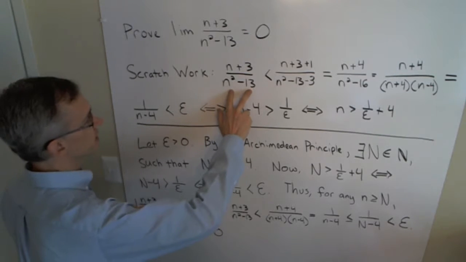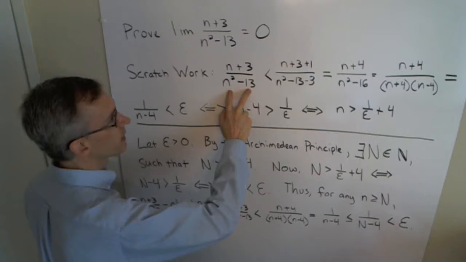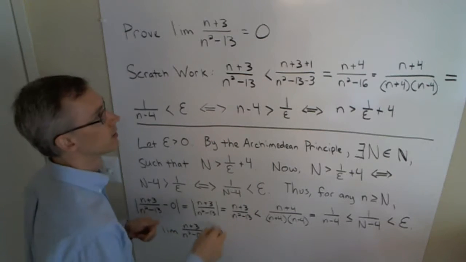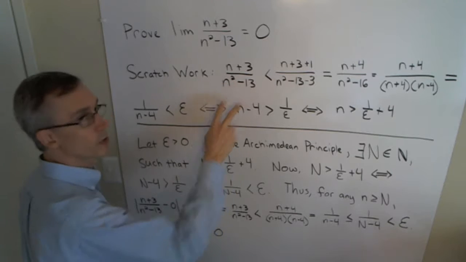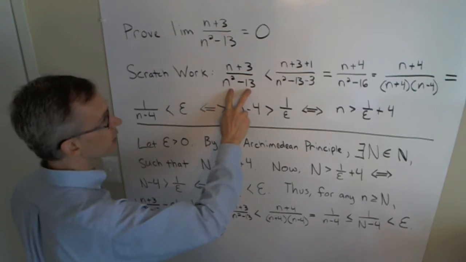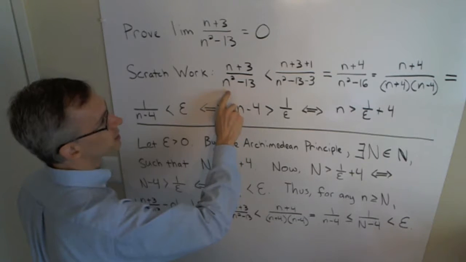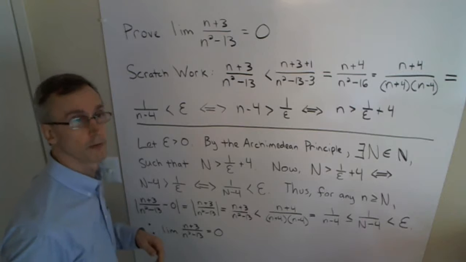We need to show that this is less than epsilon. So along the way, we can make this expression larger. And then if this is less than epsilon, by the transitive property, our original expression is less than epsilon. To make this larger, we can subtract from the denominator and/or add to the numerator.